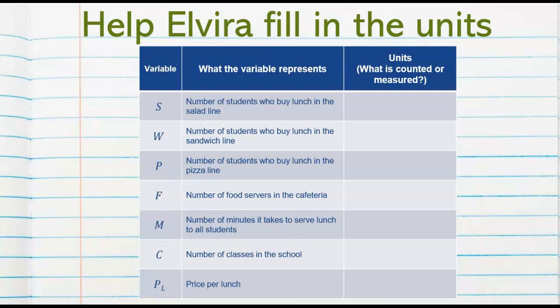So this first one, S. S is the number of students who buy lunch in the salad line. So what are the units here? What are we counting or measuring? Let's see, that first little bit of that statement might help us know. Number of students. Well, it sounds like we're counting students there. The number of students. All right, so let's look at W. W is the number of students who buy lunch in the sandwich line. So this was the salad line. W is the sandwich line. Well, once again, we are counting students.